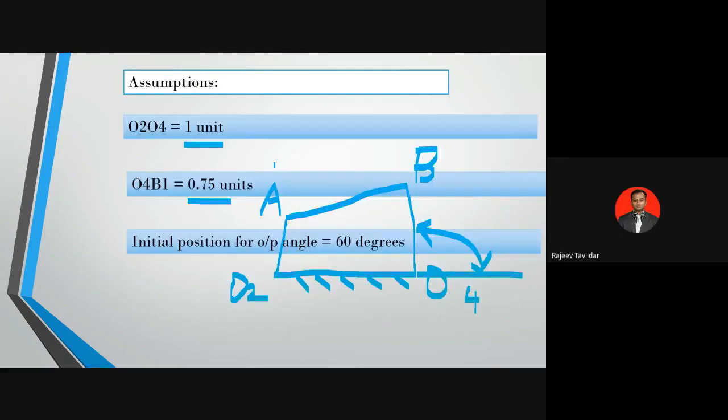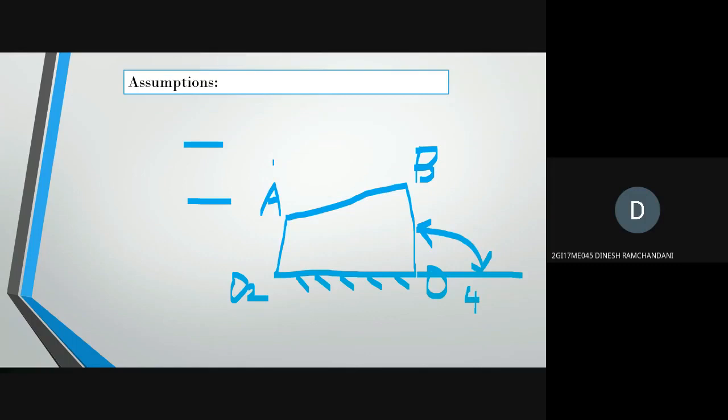Yeah, sure. This is an approximate mechanism that we are going to design: O2, A, B, O4, out of which O2O4 is a fixed link. O2A happens to be the crank, AB the connecting rod or connecting link, and O4B is the output link.